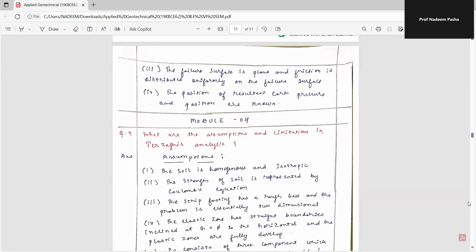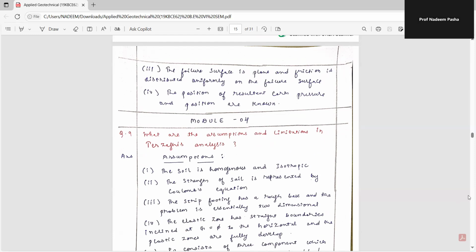The position of the resultant and the pressure and position are known. So what are the assumptions and limitations of Terzaghi's analysis? Assumption: the soil is homogeneous and isotropic. The strength of soil is represented by Coulomb's equation. The strip footing has a rough base and the problem is essentially two-dimensional.